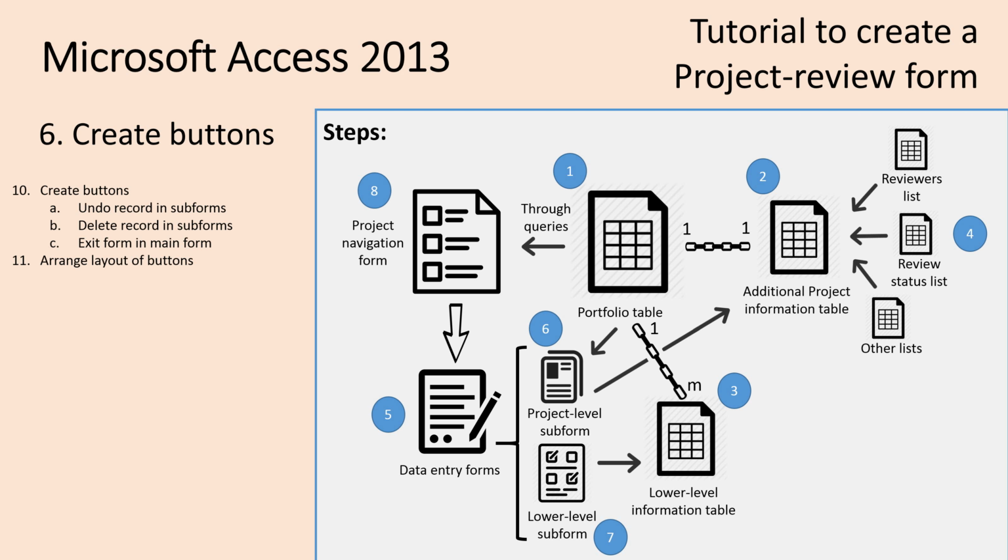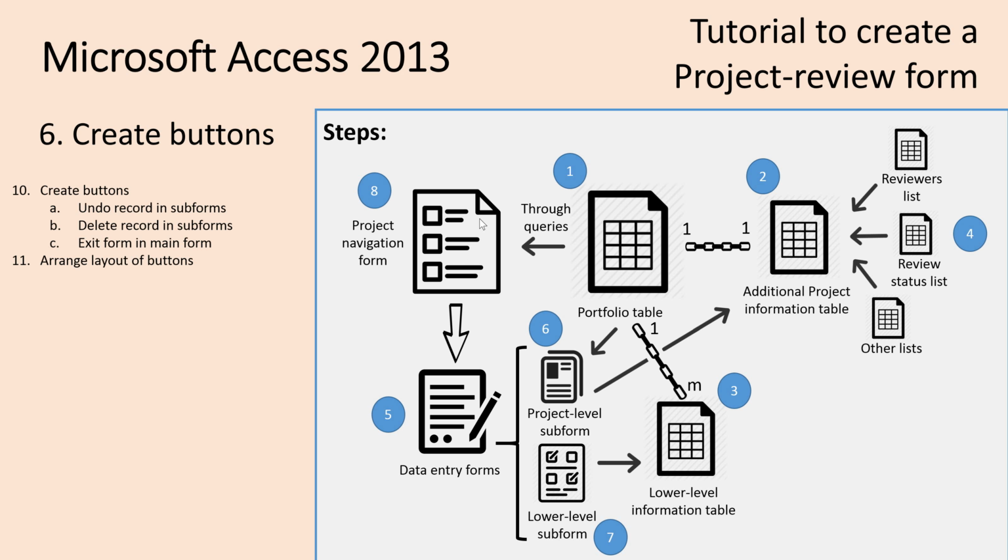Hello, welcome to the sixth video of the Microsoft Access 2013 tutorial to create a project review form. In this video, we're going to create some buttons to undo records in the subforms, these two here, or delete records in those subforms, and an exit form button in the main form. It means that from this main form, we're going to close and go back to the project navigation form.